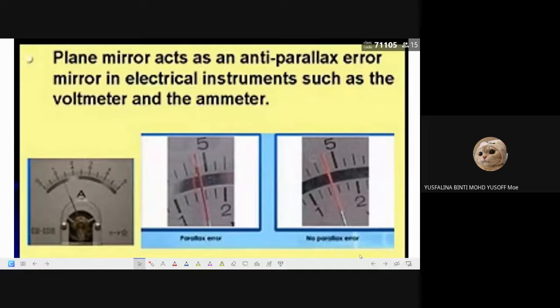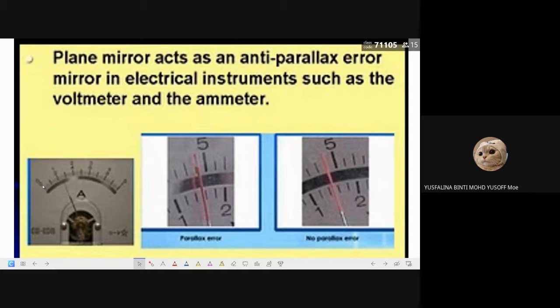Another application for the mirror. There is another type, actually, the plane mirror. But this one you already learned in science PT3, maybe form 1, form 2. For the plane mirror, we use it in electrical instruments. If you see the voltmeter and the ammeter, there is a strip of mirror below the scale. What is the function actually? The strip of mirror is to avoid the parallax error.